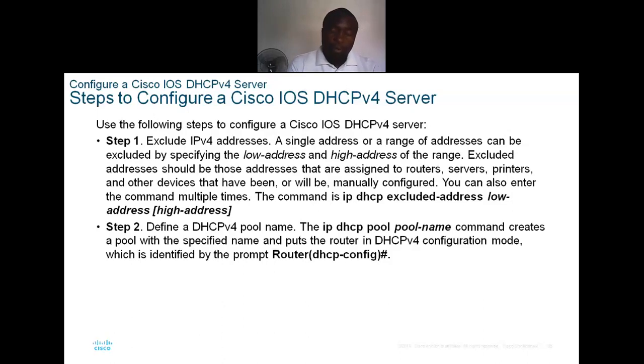So first of all, you exclude a particular range of IP addresses. Step 2 is to define the pool name, the DHCP version 4 pool name. You do that by saying ip dhcp pool, then you give the pool name, maybe management pool, or arts pool, or whatever pool that you want to create. All right, so you create the pool with a specific name, and it puts you in the DHCP pool configuration mode, which identifies this particular prompt.